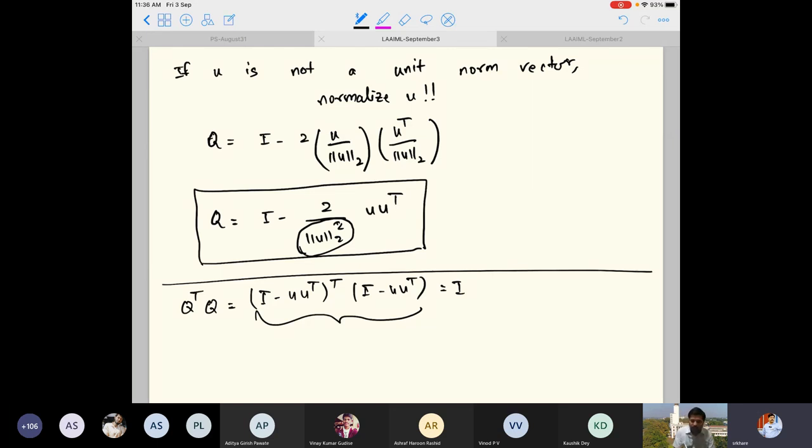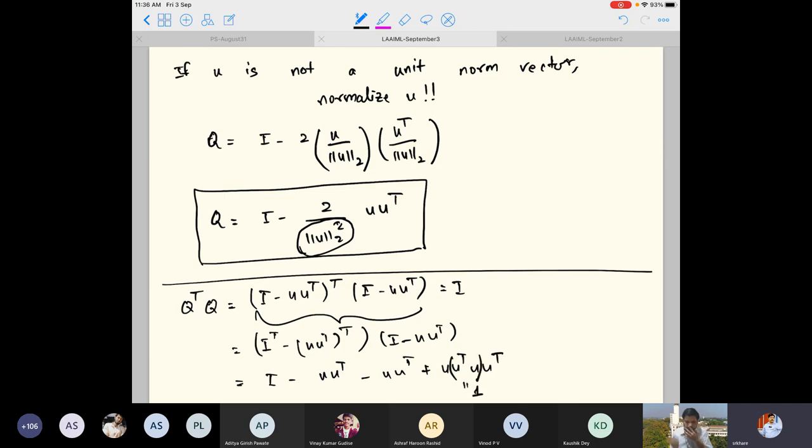So you can just expand and you can see for yourself. I transpose minus U transpose transpose, that is what this bracket is. I minus U transpose, and then you can do this: I minus U transpose, minus U transpose plus U transpose U transpose. Right? So this will be equal to 1. If norm of U is 1, then this is equal to 1, and then this will cancel with itself, and then you will have I minus UU transpose, right?